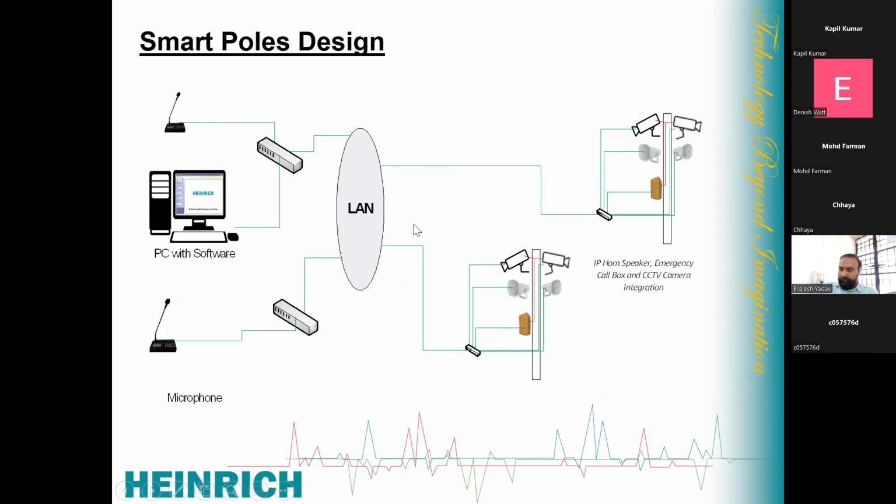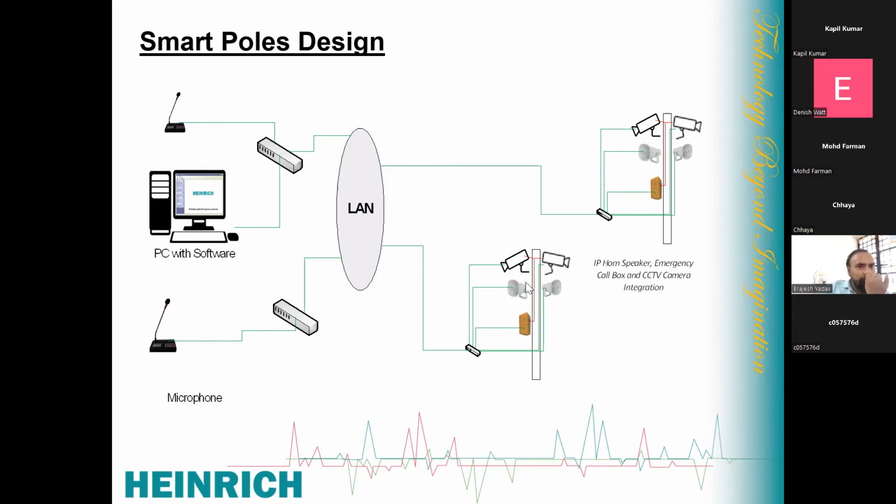Now this is a second design for the same smart cities, where you can use IP based horn speakers and IP based intercom devices on each pole. Multiple poles will be there in the smart cities. In each pole, you can plan your intercom devices. In case of any emergency, people can communicate to the central command control center through these intercom devices.